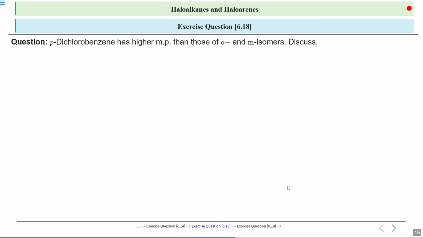Let's see our next question, the exercise question 6.18. The question is, para-dichlorobenzene has higher melting point than those of ortho and meta isomers. Discuss. So you have to tell why para-dichlorobenzene has a higher melting point comparatively to the ortho and meta substituted isomers. So you are given some time, try to analyze this question, and then we will see its explanation.